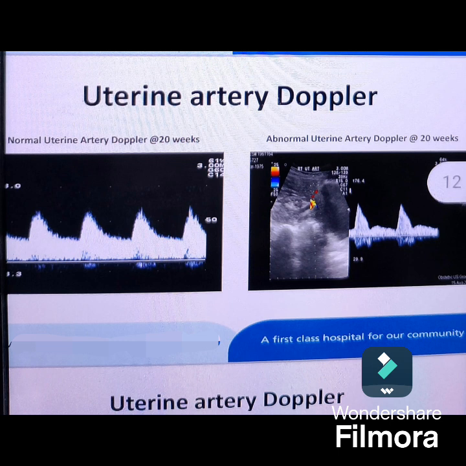Peak systolic velocity, end diastolic flow, and the systolic diastolic ratio, that is, resistance index and pulsatile index. These are the various indices which are seen in the Doppler. There are varieties of Doppler: pulse wave Doppler, spectral Doppler, continuous wave Doppler, color Doppler. Each has its own use in different conditions.